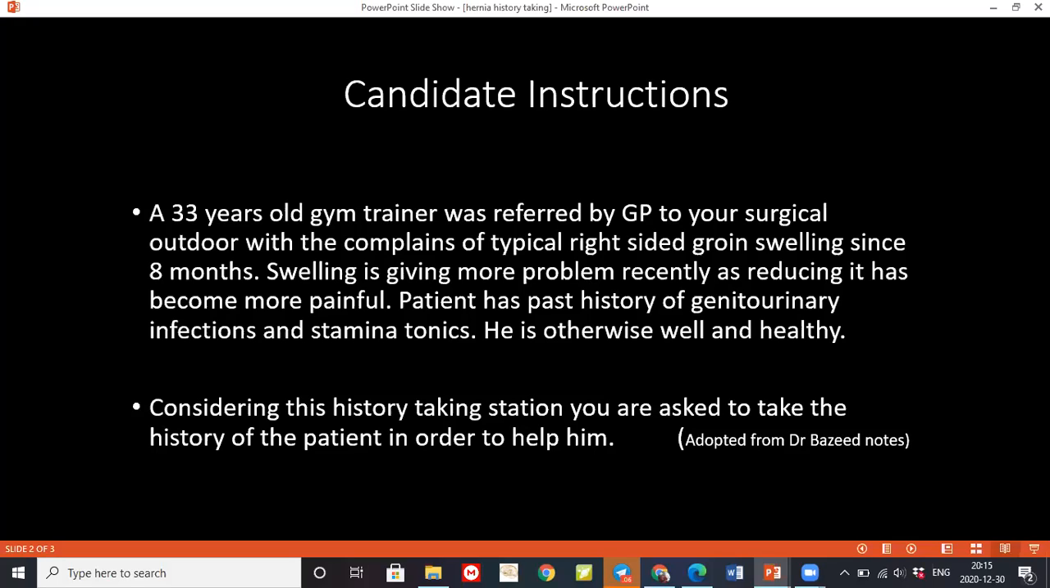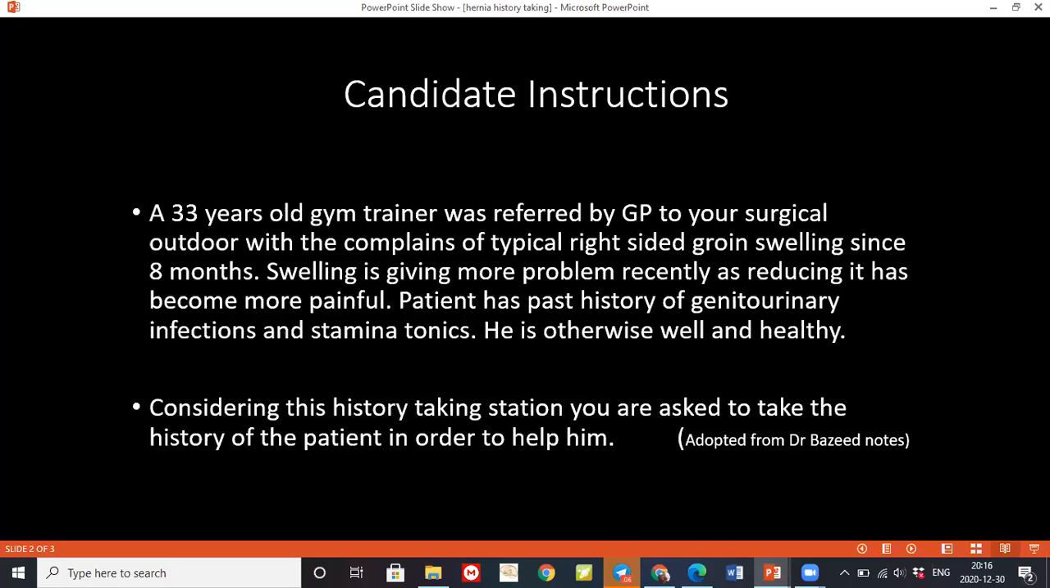But the swelling is non-reducible, it's not mobile, but it's expansile and pulsatile. He's not on any medications and he's not allergic to anything. He's otherwise fit and well. He is a non-smoker and an occasional drinker. So what is your provisional diagnosis? My provisional diagnosis is either he has a pseudoaneurysm or a hernia.